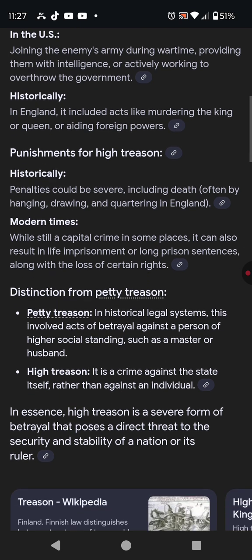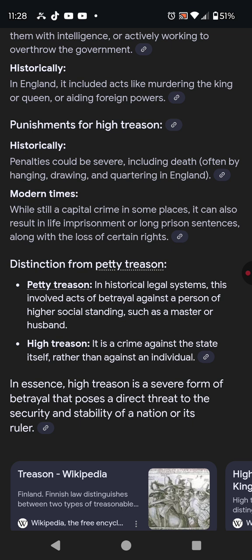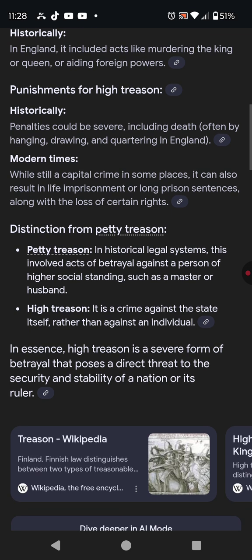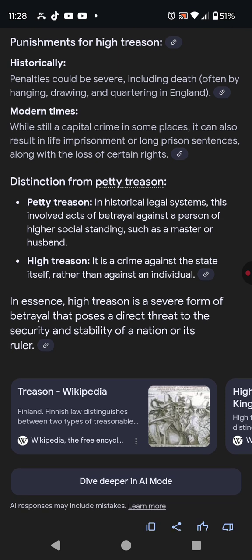Punishment for high treason. Historically, penalties could be severe, including death, often by hanging, drawing, and quartering, or all three. In modern times, while still a capital crime in some places, it can also result in life imprisonment or long sentences, along with the loss of certain rights. Distinction of petty treason: in historical legal systems, this involved betrayal against a person of higher social standing, such as a master or a husband. High treason is a crime against the state itself rather than against an individual. In essence, high treason is a feared form of betrayal that poses direct threats to the security and the stability of a nation or its ruler.